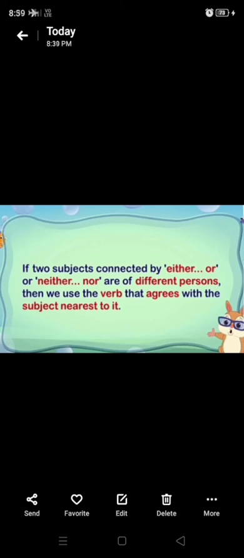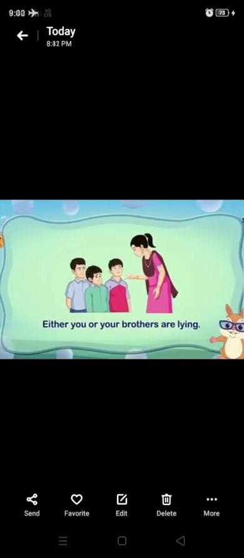Next rule, if two subjects connected by either or, neither nor are of different persons. Now here, different person, like if one subject is in the first person and one subject is in the second person. Okay, this is what we are talking about here. Then we use the verb that agrees with the subject nearest to it. Now in this rule also, if one subject is in the first person and the other subject is in the second person or third person, then the verb agrees with the subject nearest to it. For example, either you or your brothers are lying. Now here, you is singular, right? One subject, either you, and the next subject that is joined by or, right? The joining word is or, and the next subject is your brothers. Now here, your brothers is plural, so the verb will agree with the nearest subject. So it's a plural verb. Okay.